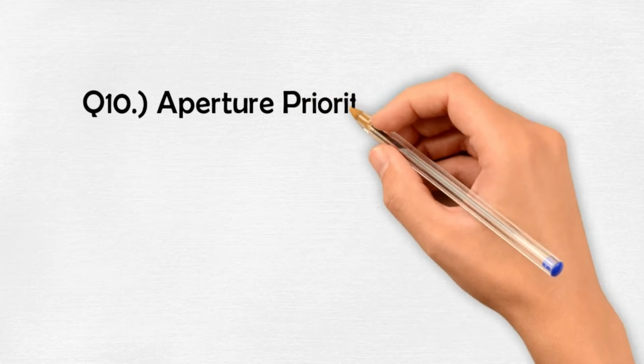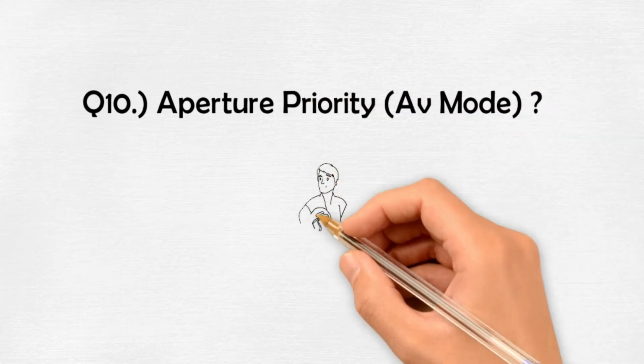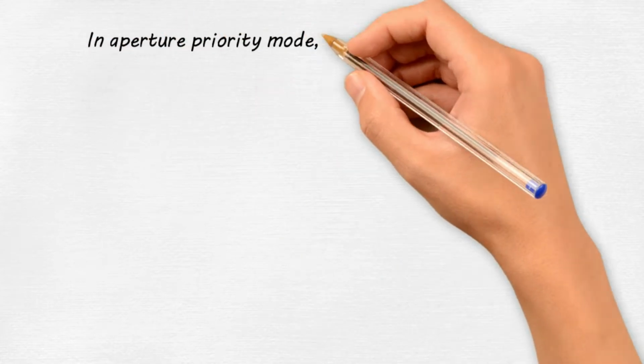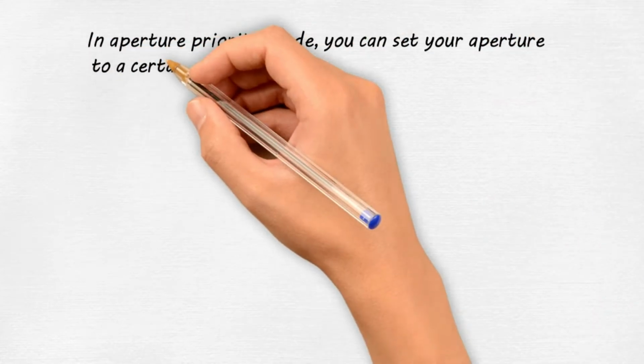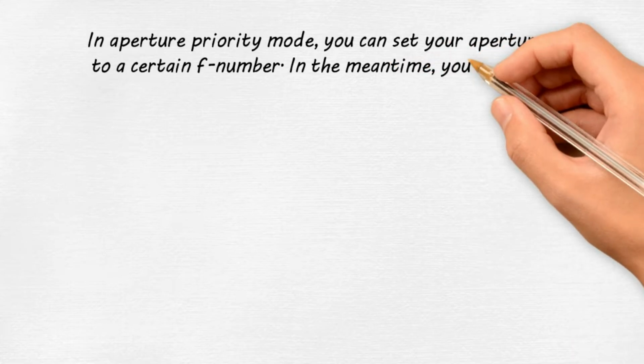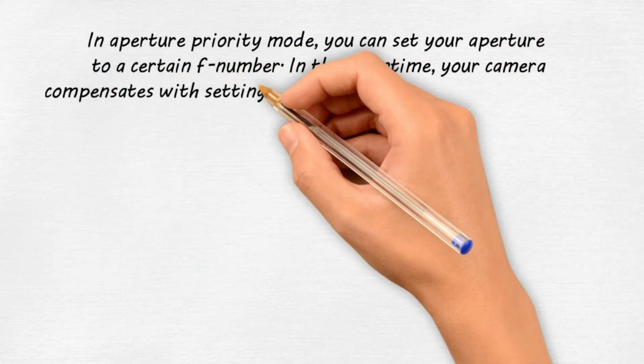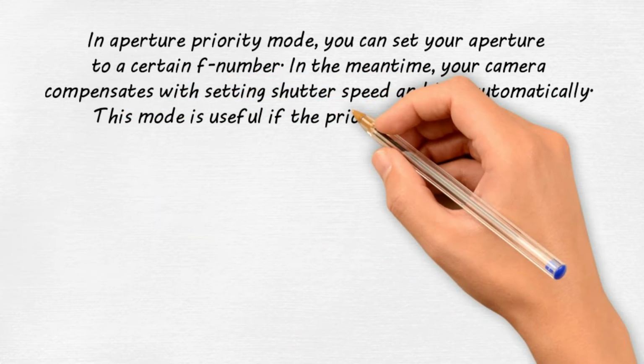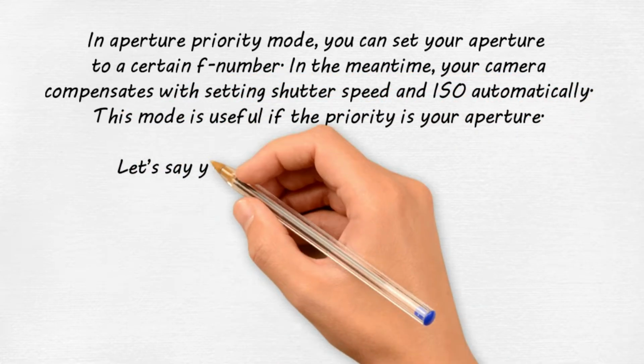Question number 10. What is aperture priority or AV mode? In aperture priority mode, you can set your aperture to a certain f number. In the meantime, your camera compensates by setting shutter speed and ISO automatically. This mode is useful if the priority, as in the name of the mode, is your aperture.